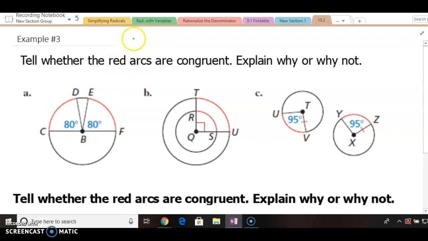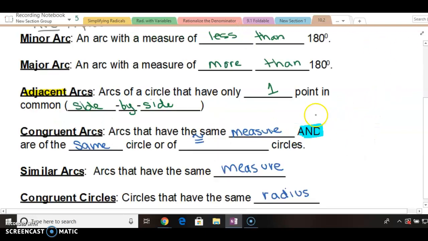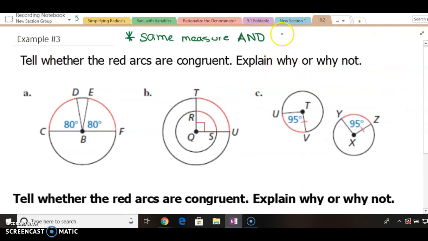We want to know if the red arcs are congruent. I know you don't have red on your paper, so you might want to highlight them. I want you to remember that congruent arcs must have two properties. They have to have the same measure, and I believe we wrote this in our vocab. Yes, right here. And they have to be either a member of the same circle or congruent circles. So both of these have to apply.